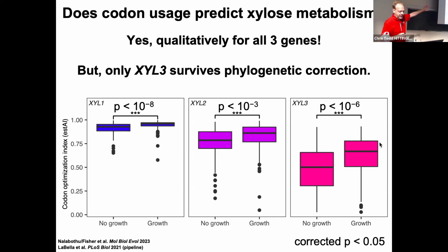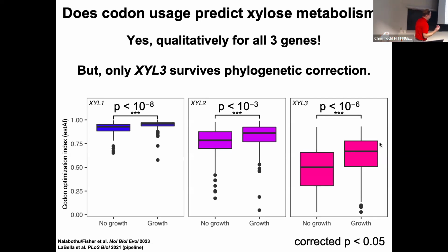Somebody wants to ask a question. I have some speculation about why that is. But it doesn't mean that codon optimization isn't mechanistically important. It probably is mechanistically important across all 3 genes. What it just means is that there aren't enough independent events, except in xyl3, to get that statistical signal up there. Okay, so that's qualitative growth.